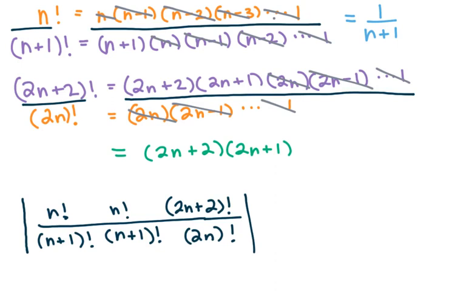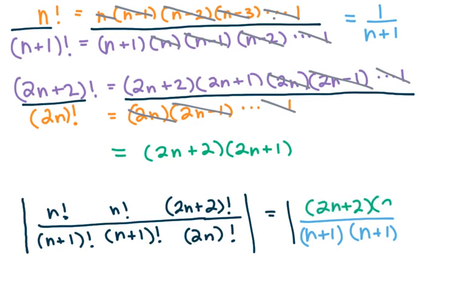So n factorial over n plus 1 factorial, what we have is that reduces to 1 over n plus 1. And I have another one of those, 1 over n plus 1. And the 2n plus 2 factorial over 2n factorial, that leaves me with, I'm going to condense these down here, 2n plus 2 and 2n plus 1. So we've simplified this and we've gotten rid of all of the factorials in there.